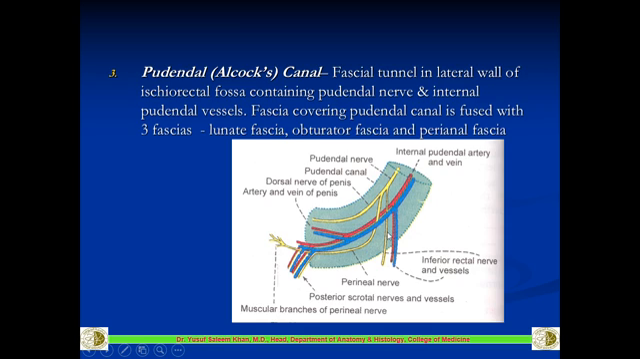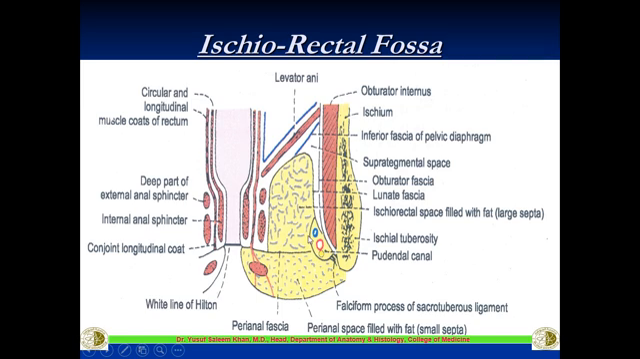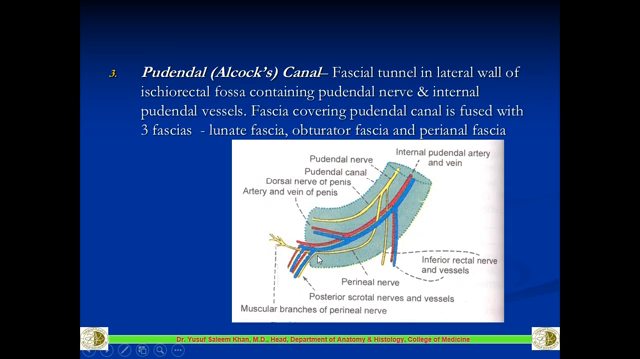All the structures are within this pudendal canal. So that's why the pudendal canal is very important. This fascial tunnel will be present near the lateral wall of the ischiorectal fossa, containing the pudendal nerve. You have already seen the pudendal nerve as well as the internal pudendal vessels, which will further divide.